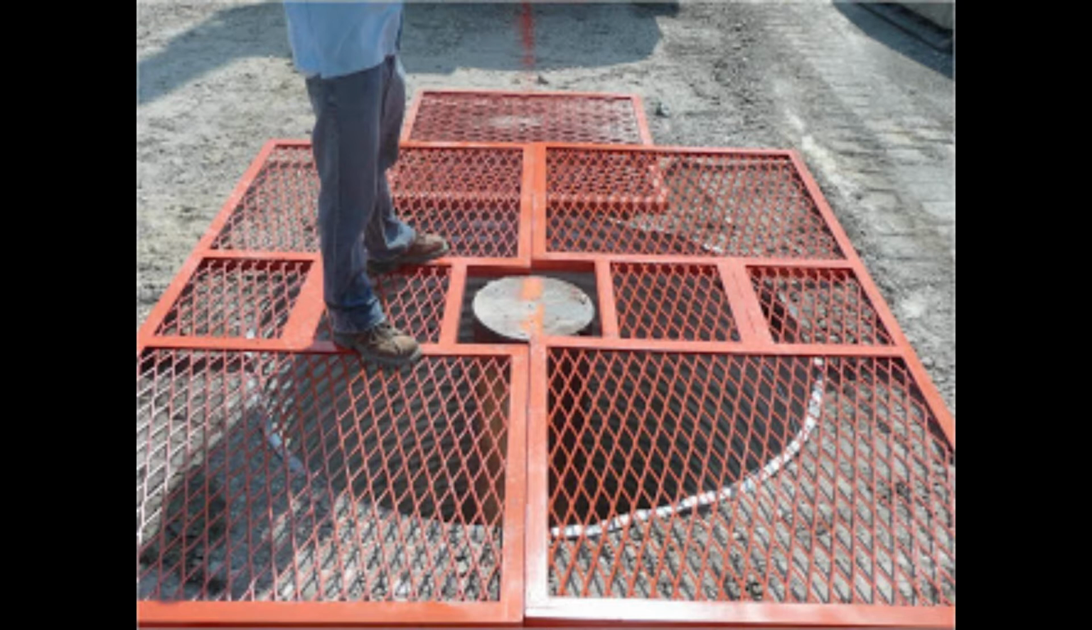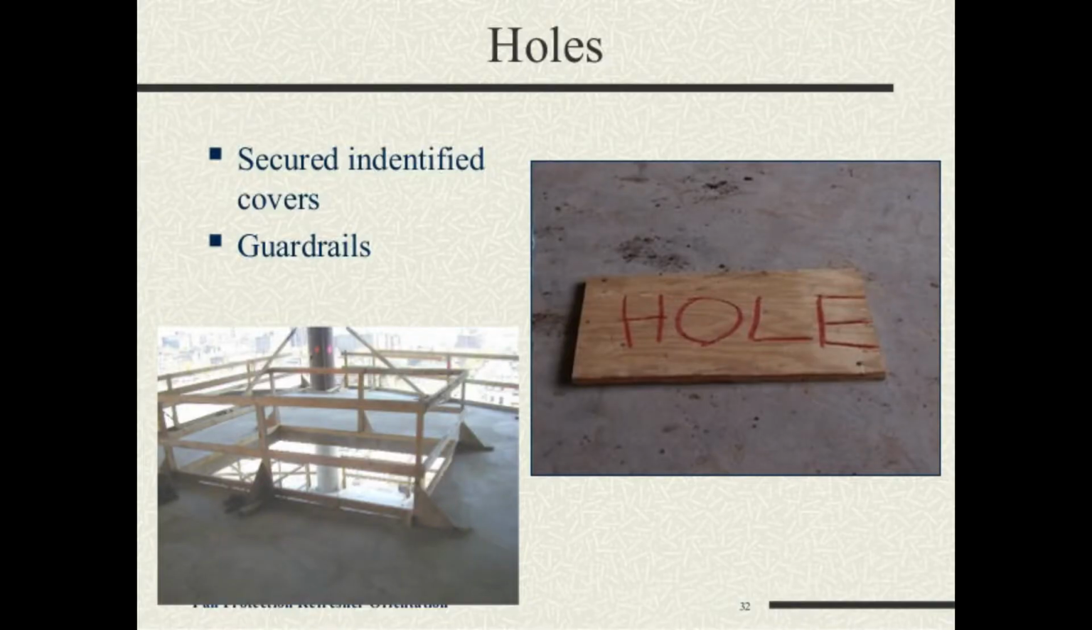Secured when installed so as to prevent accidental displacement by wind, equipment, or employees. Capable of supporting at least twice the maximum load to which it is exposed, for example vehicles, equipment, and workers. Color-coded or marked with the word "hole" or "cover" to provide warning of the hazard.